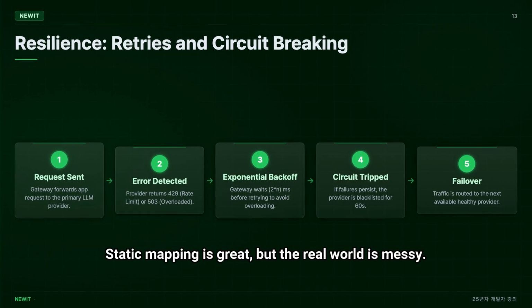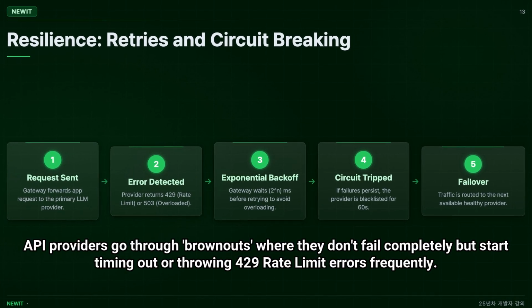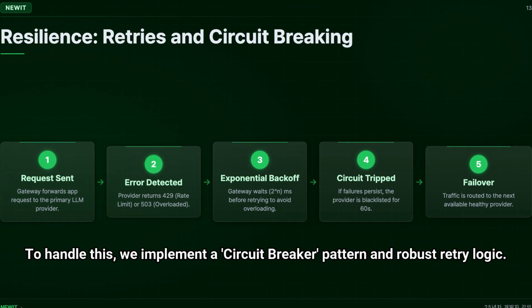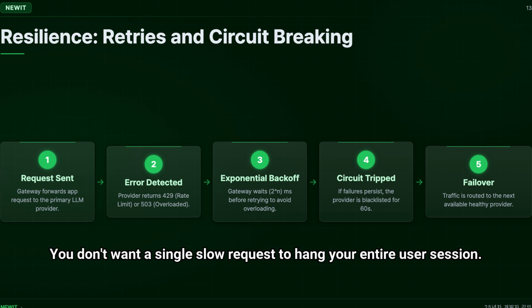Static mapping is great, but the real world is messy. API providers go through brownouts where they don't fail completely, but start timing out or throwing 429 rate limit errors frequently. To handle this, we implement a circuit breaker pattern and robust retry logic. You don't want a single slow request to hang your entire user session.